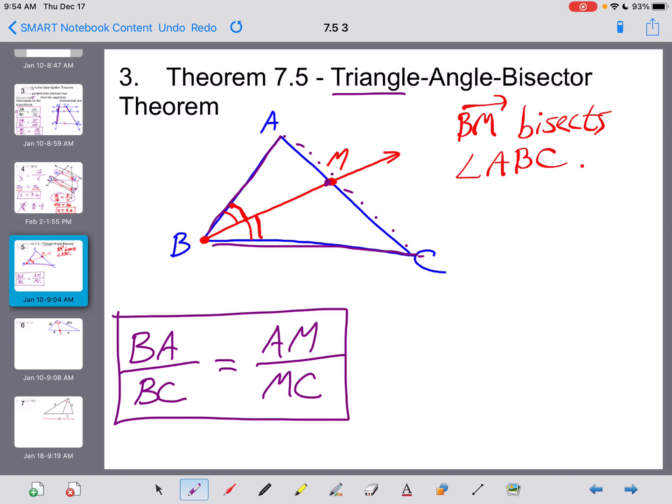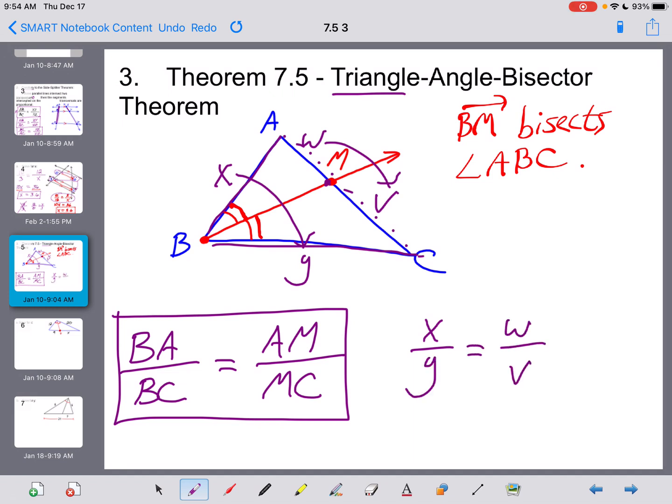Some people like it better if we do it this way. If I were to put an X right here, lowercase now, and a Y right here, and then the two pieces of line segment AC, we now call those something like, let me put a W right here and a V right here, then the ratio, everybody, of X to Y is the same as the ratio from W to V. So you could look at it this way as well. X over Y is equal to W over V. That's really the exact same way of naming it.